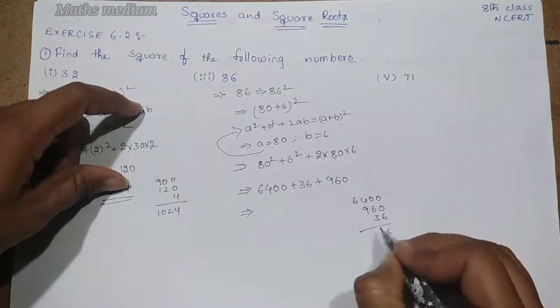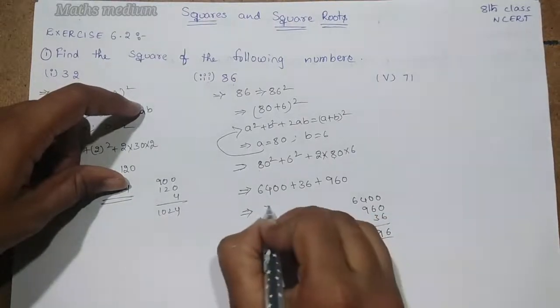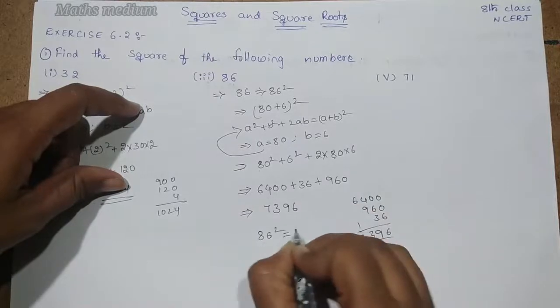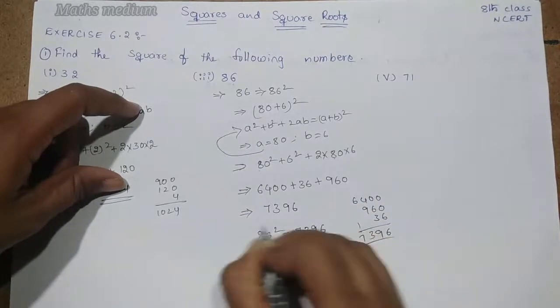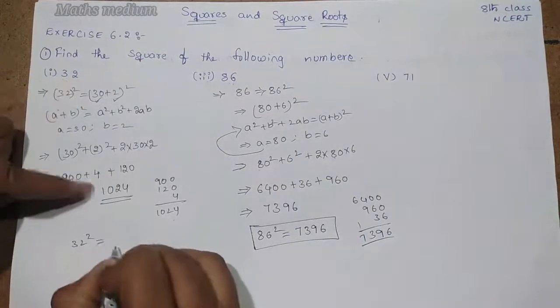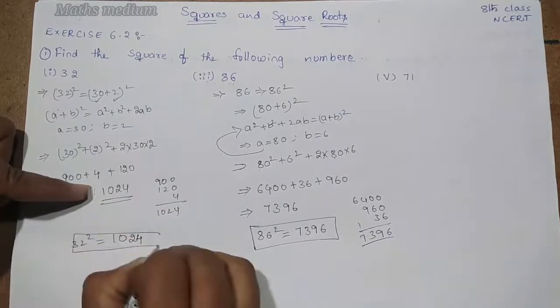6, 9, 13, 7. 7396. That is, 86 square is equal to 7396. 7396 is the answer. Here also 32 square is equal to 1024. 1024 is the answer for this question.